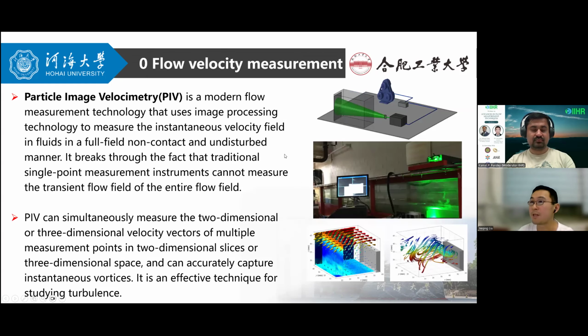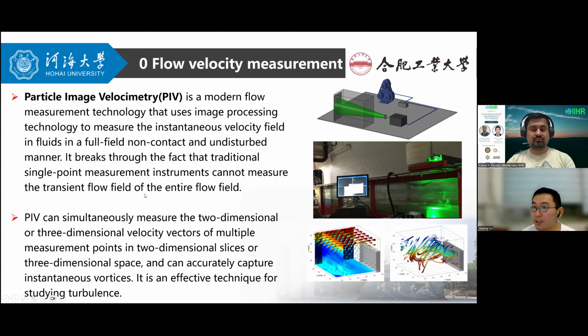Then I will introduce the PIV. PIV is a modern flow measurement technology that uses image processing technology to measure the instantaneous velocity field in fluid in a full-field, non-contact, and undisturbed manner. It breaks through the fact that the traditional single-point measurement instruments cannot measure the transient flow field of the entire flow field.